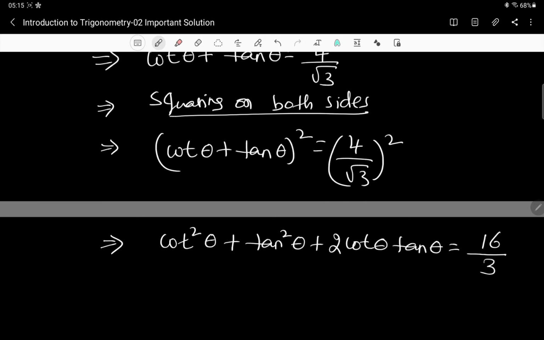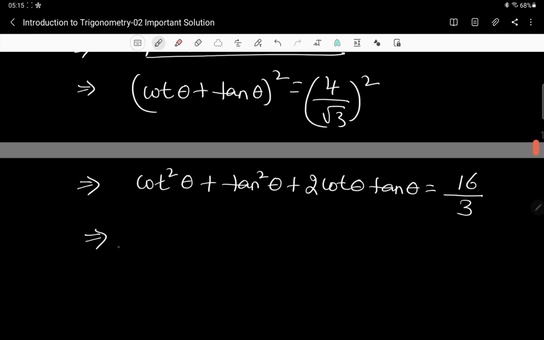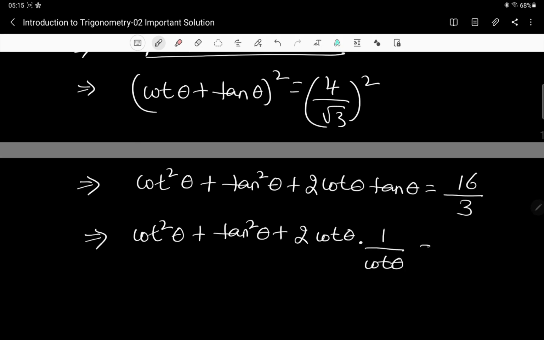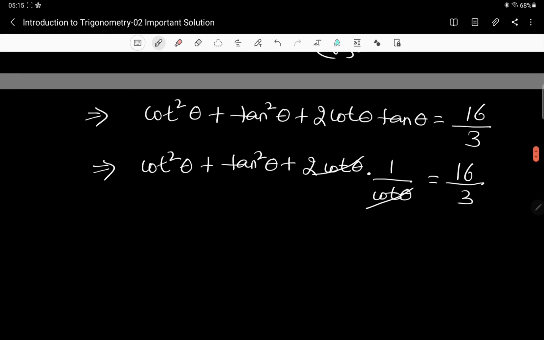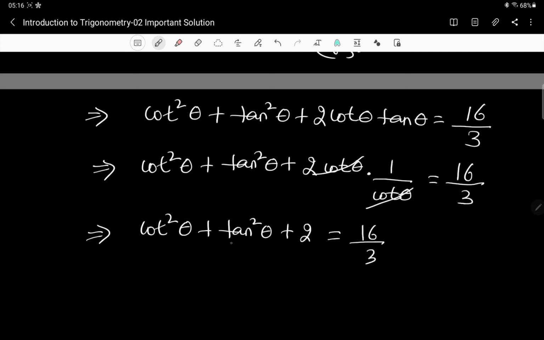Then afterwards I'm going to have cot square theta plus tan square theta plus 2 cot theta into tan theta, where tan theta can be written as 1 over cot theta, and that is equal to 16 by 3. So cot theta got cancelled. Now what is remaining here? Cot square theta plus tan square theta plus 2, and that is equal to 16 by 3.